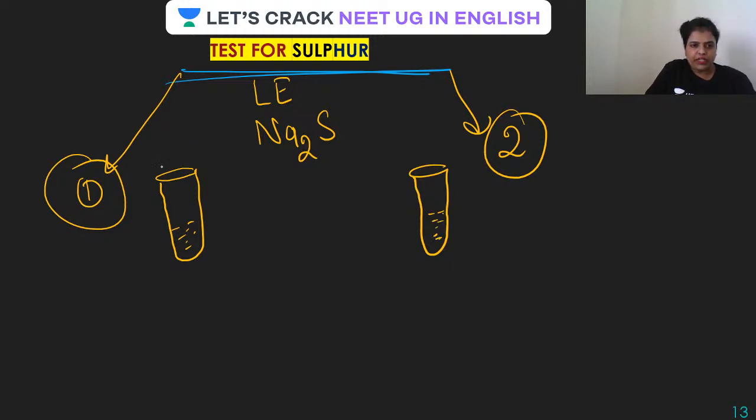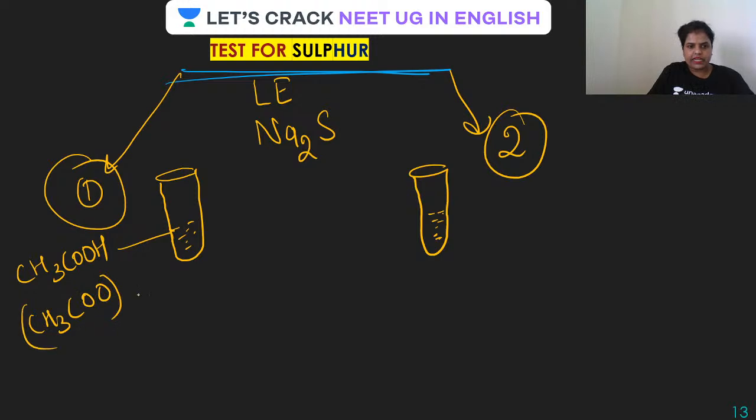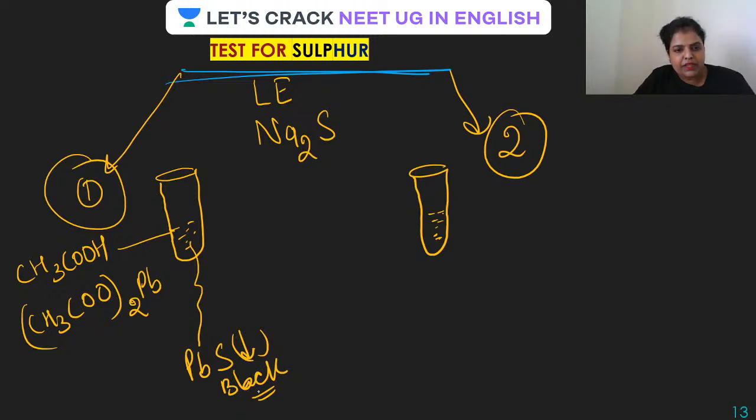To the first test tube, guys, add a little bit of acetic acid and lead acetate. This is lead acetate. If it turns into a black precipitate, that confirms that sulfur is present. How to recall this? This is lead sulfide. And you know the lead inside a pencil.